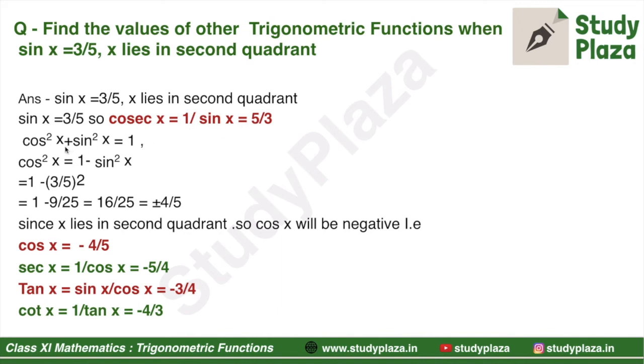Using the identity cos square x plus sin square x is equal to 1, cos square x will be equal to 1 minus sin square x. Hence, putting the value of sin x, that is 3 by 5, we get the value of cos x equal to plus minus 4 by 5. Now, since x lies in the second quadrant, and in the second quadrant cos is negative, cos x will be equal to minus 4 by 5. Now sec x is always equal to 1 by cos x, so it will be equal to minus 5 by 4. Now we move to tan x, which is equal to sin x by cos x, so it will be equal to minus 3 by 4. Similarly, cot x will be equal to 1 by tan x, and it will be equal to minus 4 by 3. Hope you have understood this question nicely and clearly.